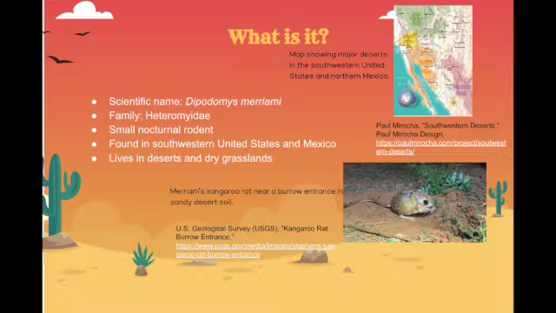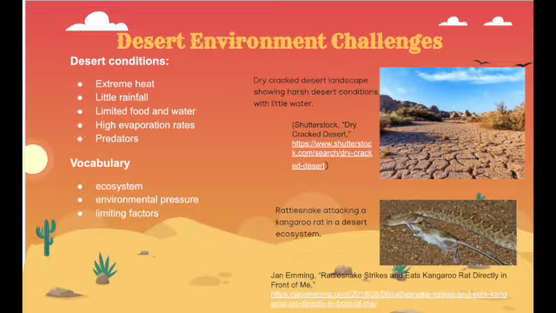This species has evolved specialized adaptations that allow it to survive in environments with very little rainfall and very limited resources. Desert ecosystems create several environmental pressures and limiting factors that make survival difficult for organisms. These include extreme heat, very little rainfall, limited food and water availability, high evaporation rates, and predators. The dry, cracked desert image demonstrates how harsh these environments can become. Organisms living here must constantly conserve water to maintain homeostasis, which is the ability to keep internal conditions stable.